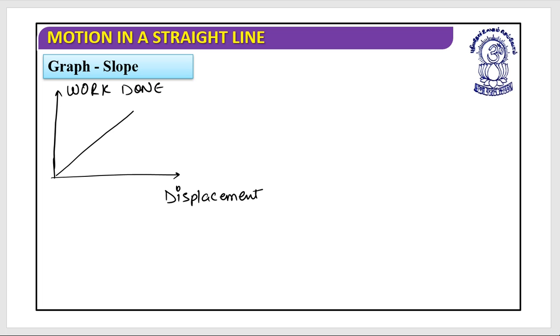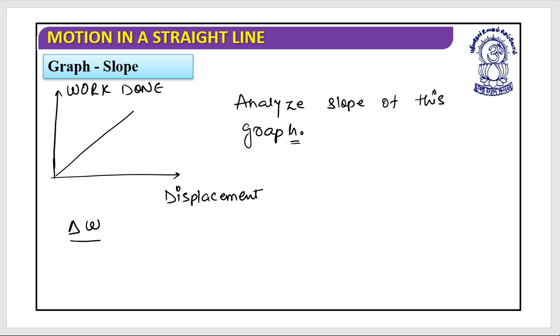Now what does it tell? Analyze the slope of this graph. That is what they have asked: analyze the slope of this graph. Now first thing, what is slope? What I can know is that it is delta work done divided by delta displacement.